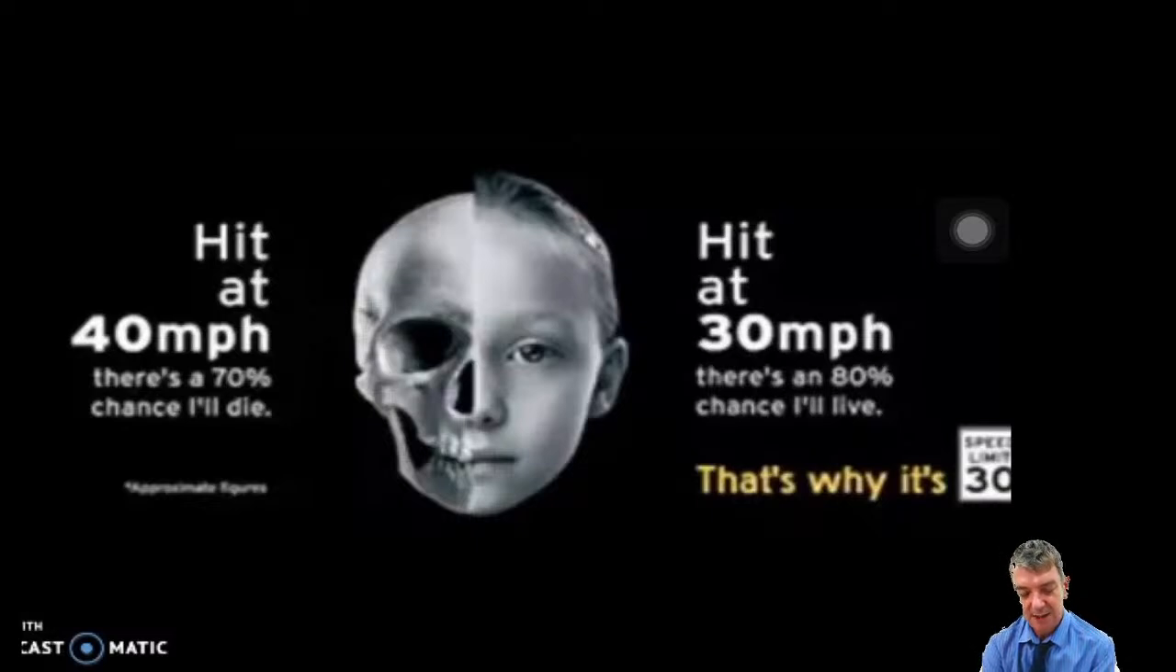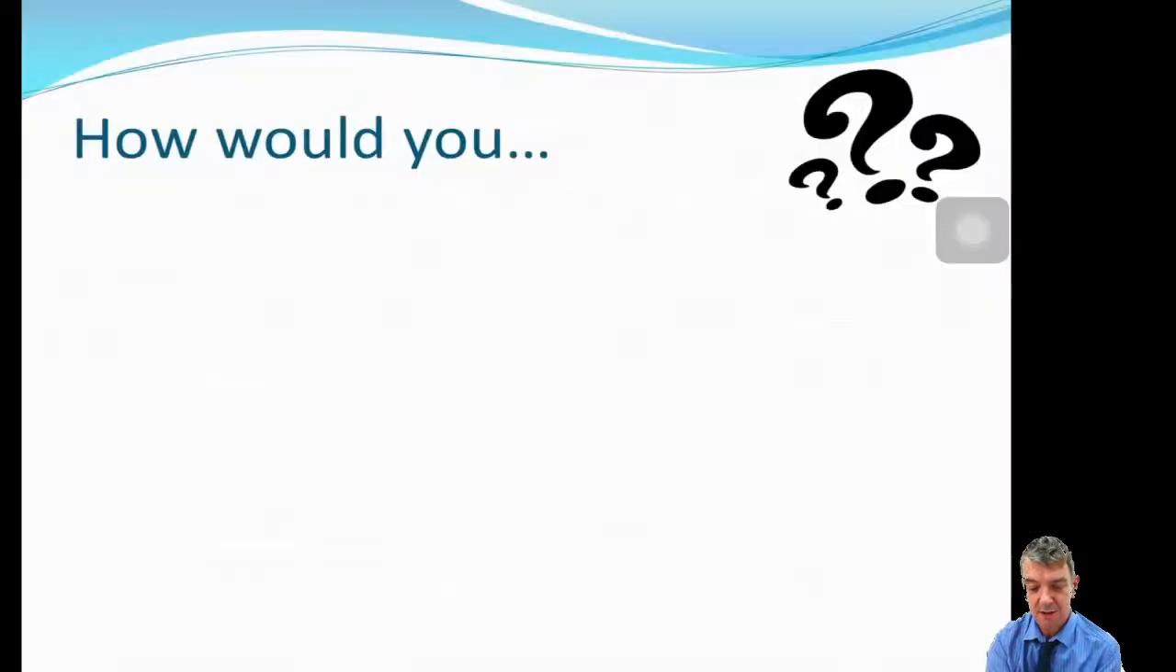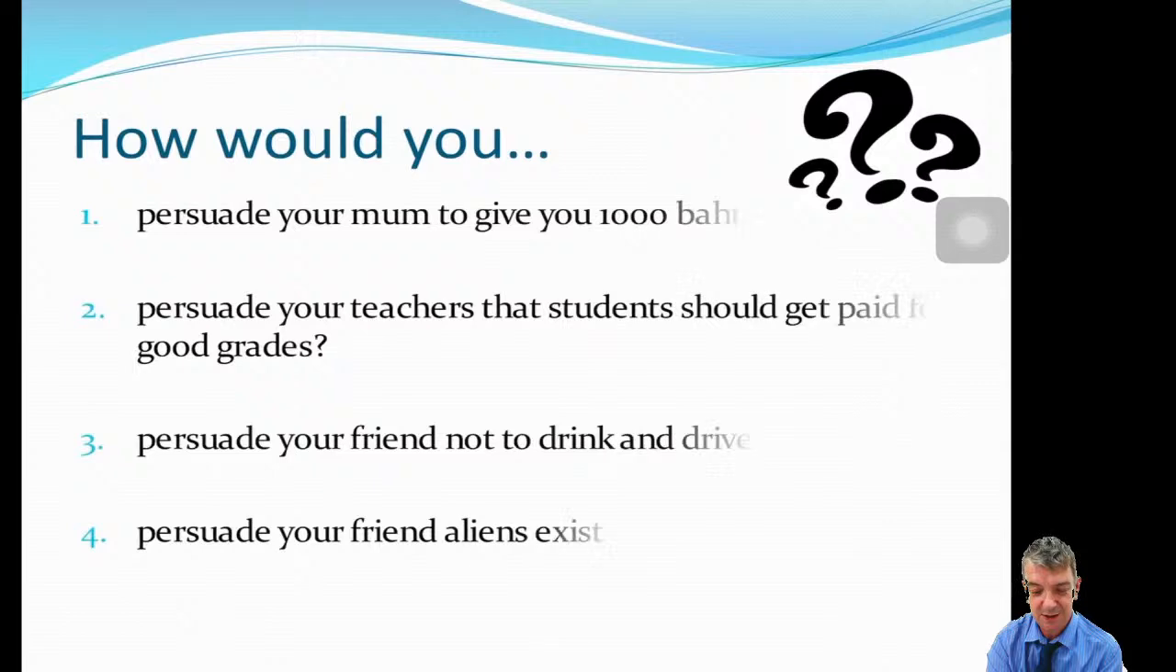So there's a 70% chance that they'll die if you drive at 40 miles per hour and hit someone, or at 30 there's an 80% chance that they'll live if you hit somebody driving at 30 miles per hour. So this one is obviously facts and figures, so we can say that it's appealing to your logical side. Alright, so that's basically it.